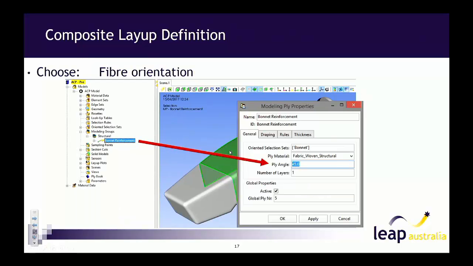The next process is kind of bringing it all together, and you define the angle of your ply, essentially. So we can see here we're laying up our bonnet with a woven structural material, and we're going to have a ply angle of 45 degrees. So this ply angle is going to be defined by a reference, and I can show you how to do that later.